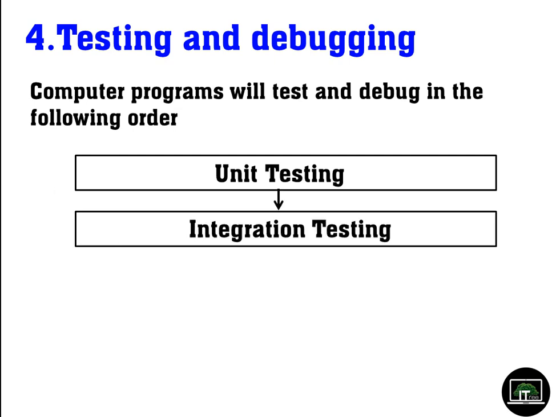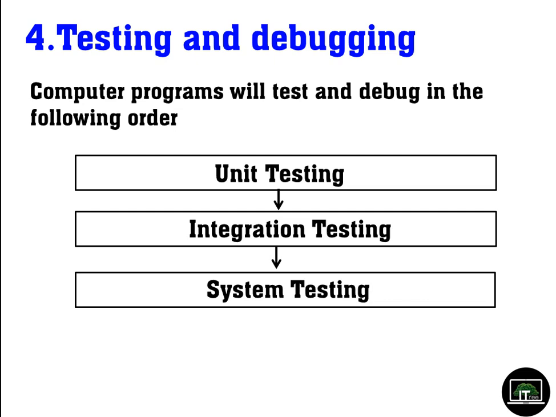Then we do the integration testing. Sometimes single programs will work fine, but when we integrate them, they may not work as we expected. So we test the units, the modules, individually, then we integrate them and see whether the integration will work as we expected. Then we go for the third step, called system testing. First we do the unit testing, then the integration testing, then the system testing.